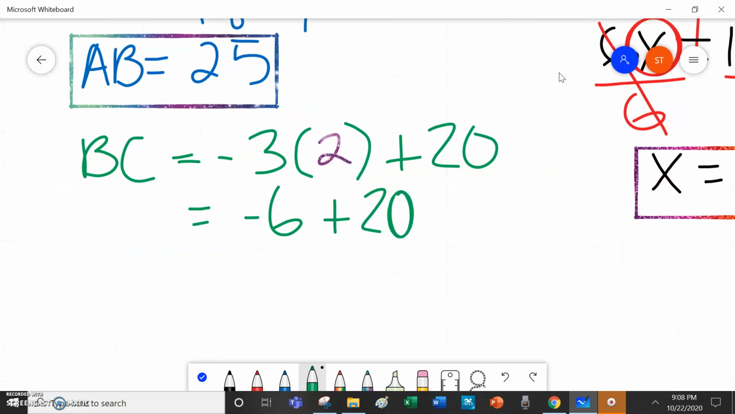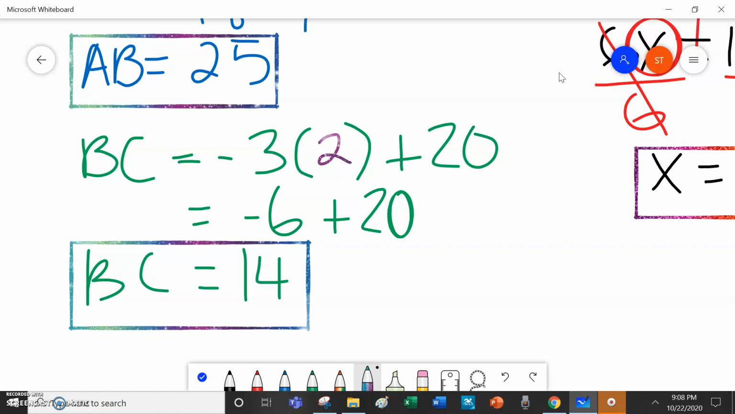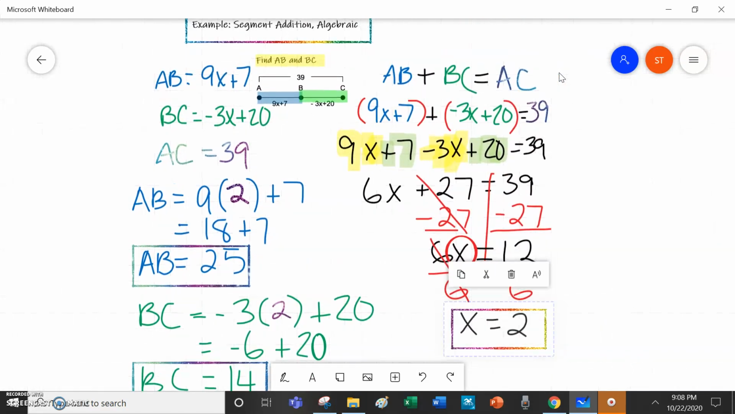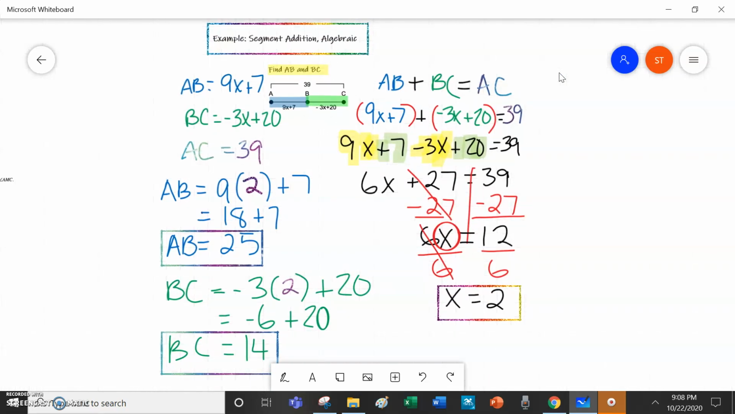And then I can double confirm this because 14 plus 25 is indeed 39, meaning that the segment addition postulate still works. AB plus BC, 25 plus 14 equals AC, 39. So now I have solved this algebraic equation using the segment addition postulate. I have found AB and I have found BC, but I had to first solve for x using the segment addition postulate.